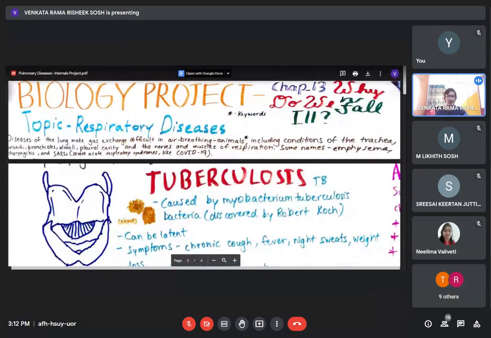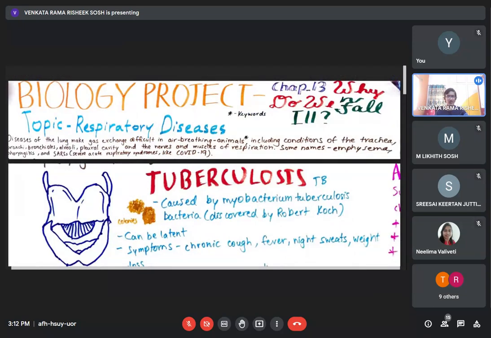Okay, so first of all, there is a wide range of respiratory diseases. These are diseases which make gas exchange difficult in air-breathing animals, such as humans and mammals. Different parts of the lung which are infected are the trachea, the bronchi, bronchioles, alveoli, the pleural cavity, and the extra respiratory muscles and nerves which are surrounding, such as the heart and other organs.